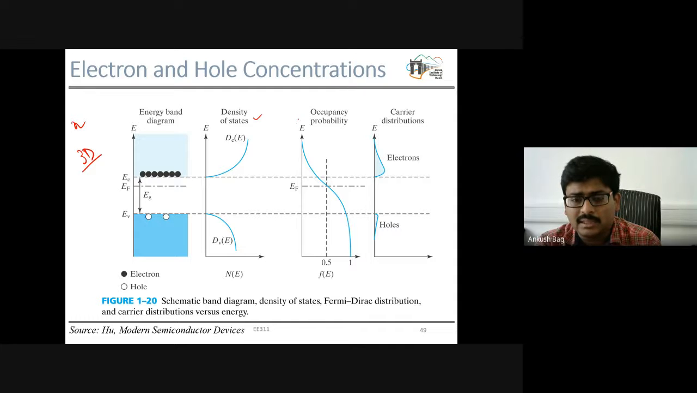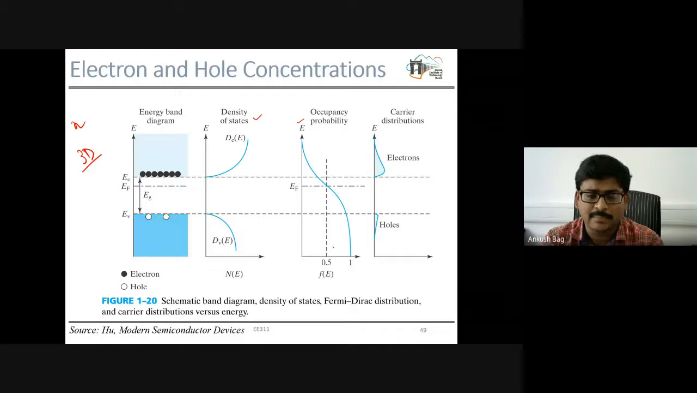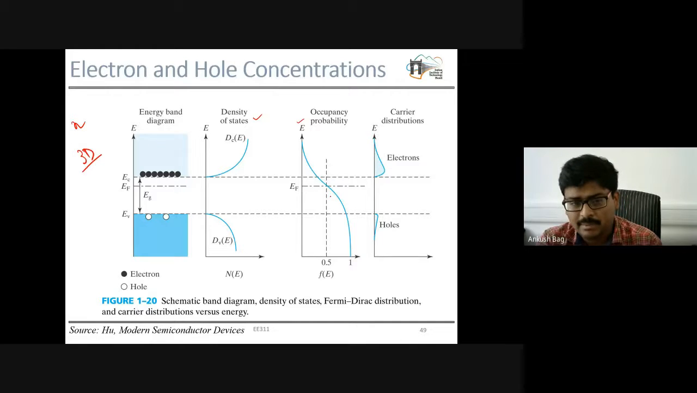Now next, the parameter which will decide this carrier concentration is the Fermi-Dirac distribution. Here we are considering an n-type semiconductor, and that is why you can see there are more electrons in the conduction band compared to the holes in the valence band. So we have more electrons than holes, and that is why our Fermi level is now closer to the conduction band.